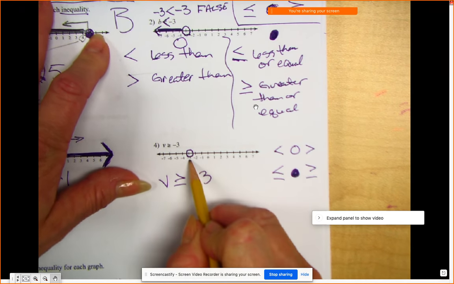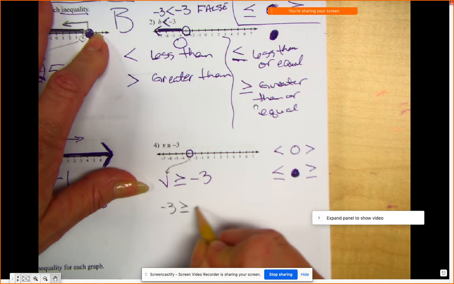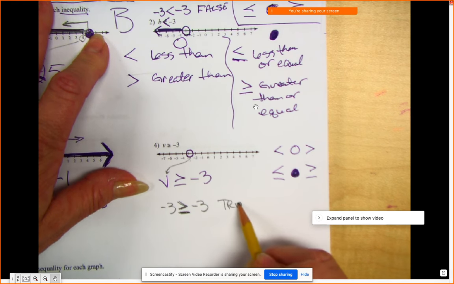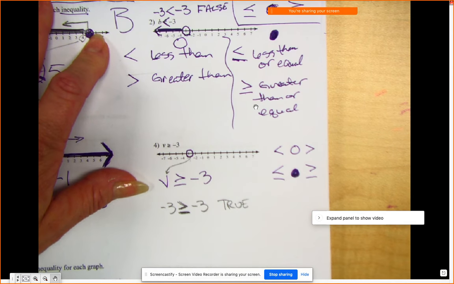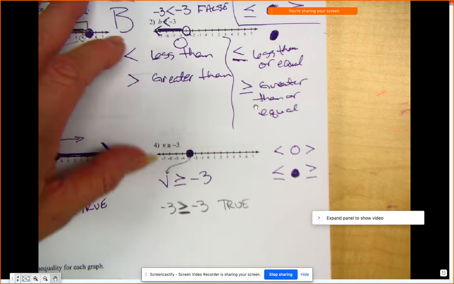I take the value of -3 and I plug it in for this V. -3, is it greater than or equal to -3? Well, it's not greater than, but it is equal to. So as long as this is a true statement when you plug in the number you've circled, you get to darken the circle, to say I get to include that value.